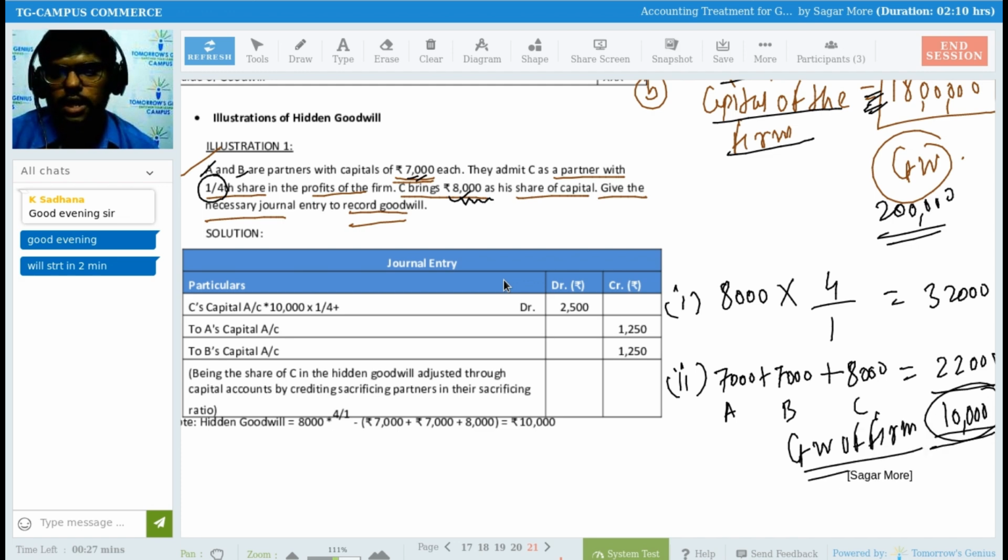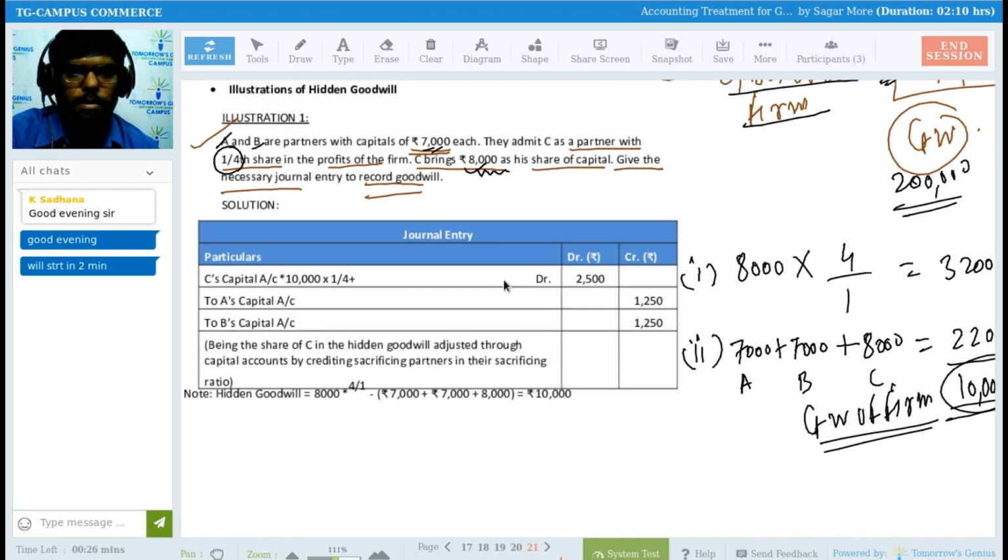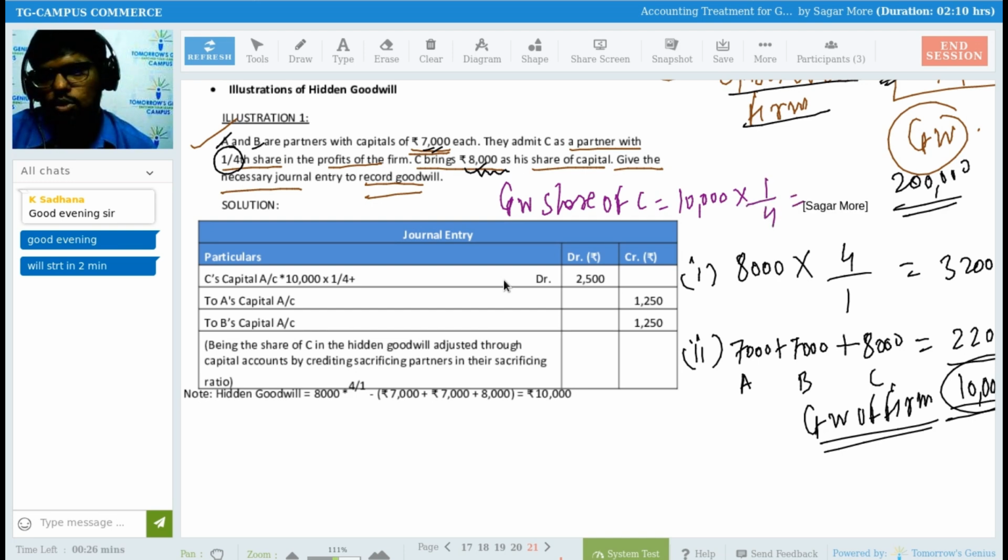But sir, I'm not interested in the goodwill of the firm. I'm interested in what? Tell me everyone. Yes, I'm interested in the goodwill share of C. So the goodwill share of C is equal to 10,000 multiplied by 1/4 share. So the answer is 2,500. So that is the goodwill share of C.